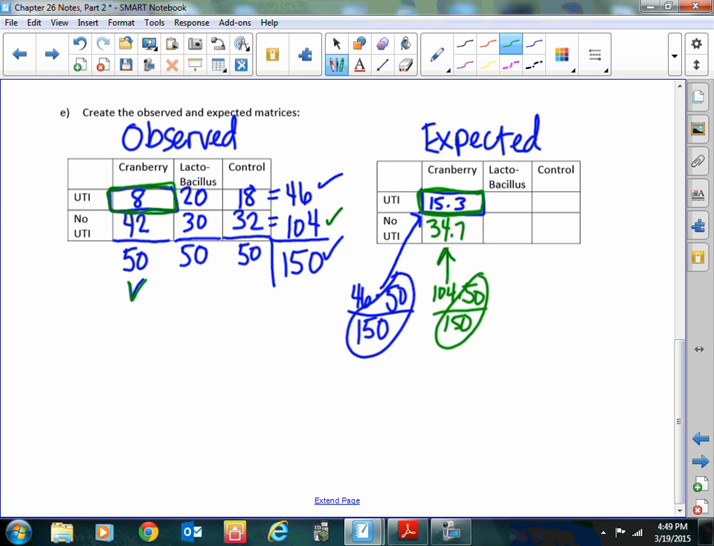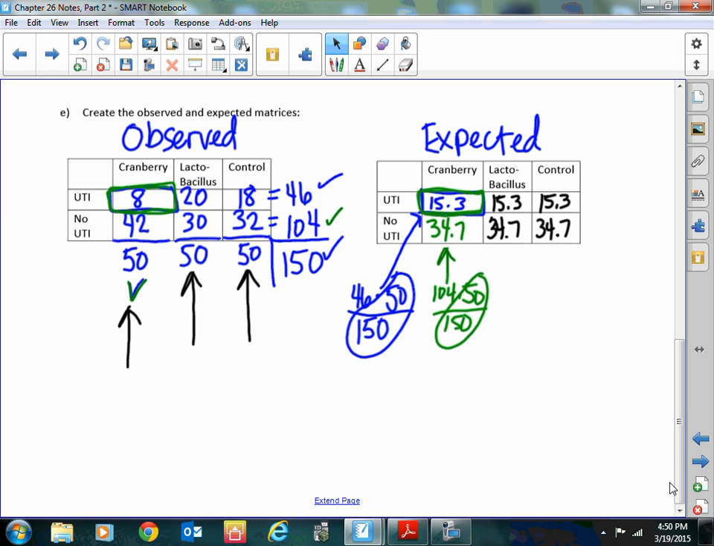All right, you can continue to fill this out by doing all the same computations, but I will tell you that because these are all groups of size 50, because they are all the same size, they would all happen at the same rate. If these were different groups like 40, 60, and 50, this would not be the case, and these would be different numbers here. So don't think they're always just the same. Okay, so that's observed, and this is expected.